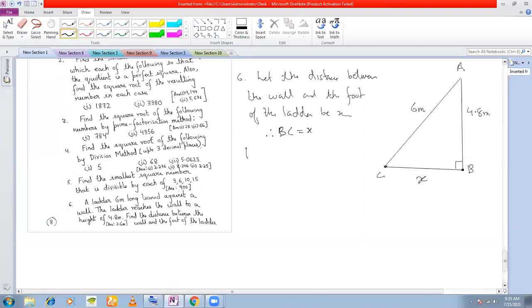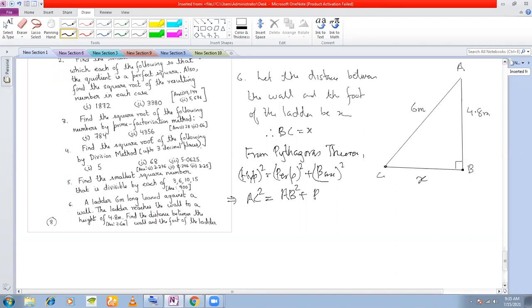From Pythagoras theorem, hypotenuse square is equal to perpendicular square plus base square. Hypotenuse is AC, perpendicular is AB, and base is BC. Now put the values. AC is 6, so 6 square. AB is 4.8 square, and BC is x. So this means 36 is equal to square of 4.8 plus x square.